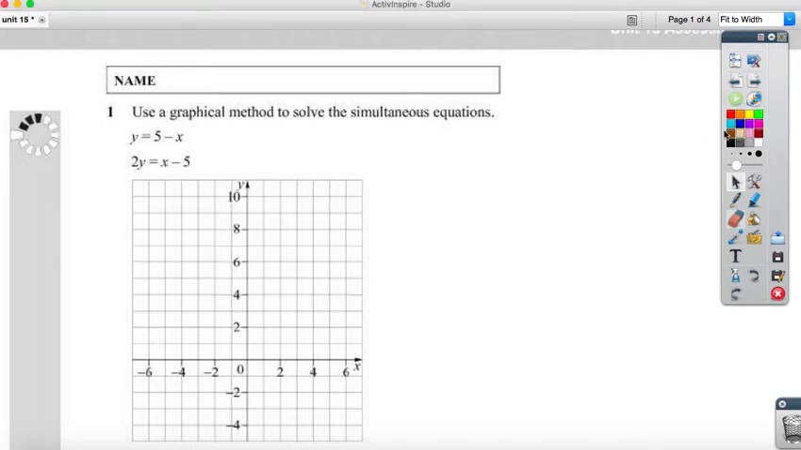This is the video on Unit 15. Question 1, graphical method to solve the simultaneous equations. Right, y equals 5 minus x. You need to be able to draw that. It's a straight line because there's no squares.